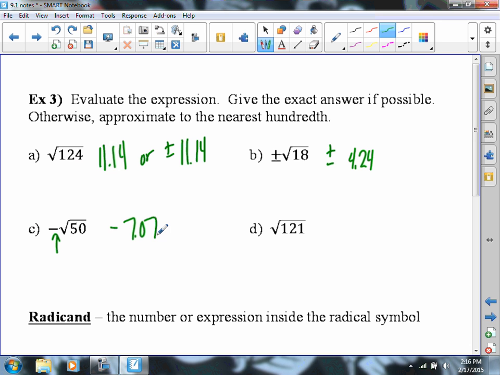Okay, now part D, the square root of 121. 121 is going to be a perfect square. It's 11. 11 times 11 is 121. So you could write it like that, or you could just write 11. Either way is acceptable.